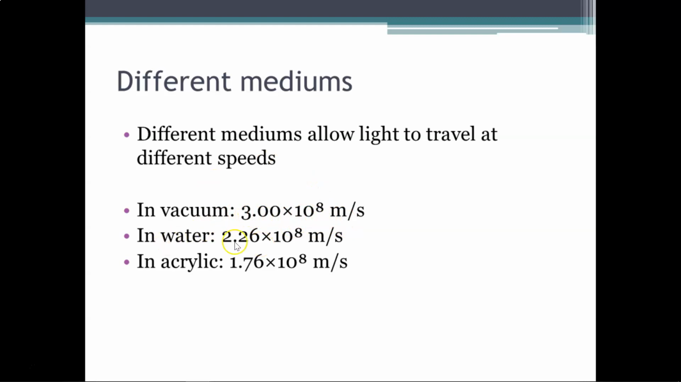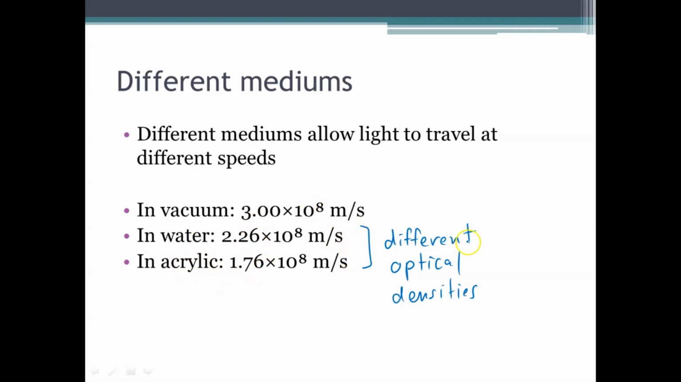But when light enters water or acrylic, which is a type of plastic, it will slow down significantly. We say that these substances have different optical densities. Now just be aware that optical density, unlike grade 9 density, which is based on mass and volume relationships, is based on how light behaves in these different substances.